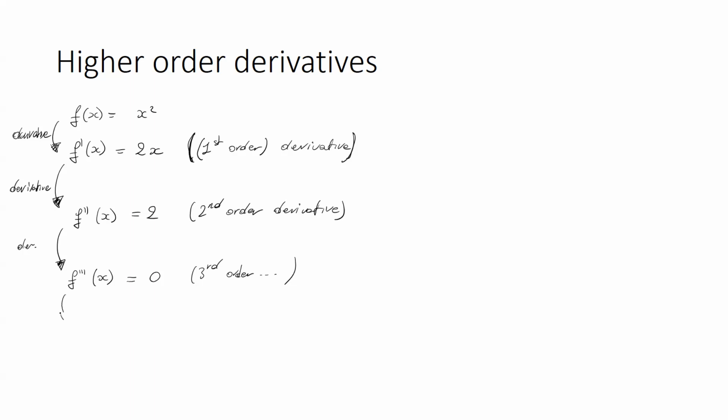And we could keep doing that, but once you have something at 0, if you differentiate again, you stay at 0. You keep having 0. And so the notation that I wanted to show is precisely what I've shown on the slide. So the number of primes, the number of ticks, indicates the order of the derivative. But there's also a slightly different notation, or a bunch of notations actually.